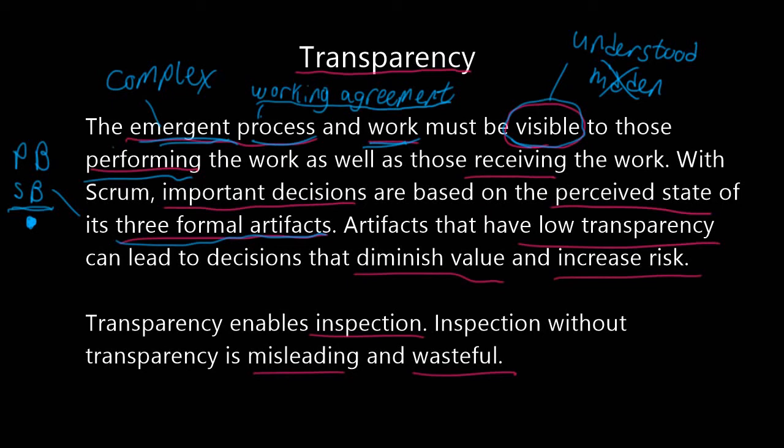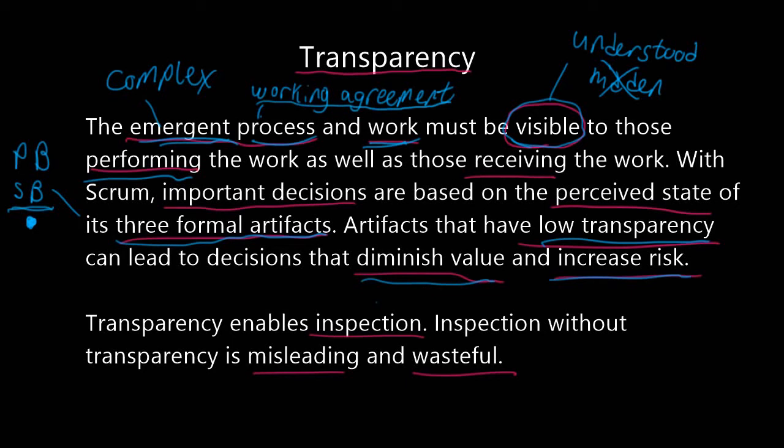And so if the sprint backlog has low transparency, if something is hidden, an example, so a question you could ask at the daily Scrum would be, is there anything on the sprint backlog that you are working on that is not represented on the board? Because if something is hidden, then we may be increasing our risk of not hitting the sprint goal and diminishing the value of our decisions.